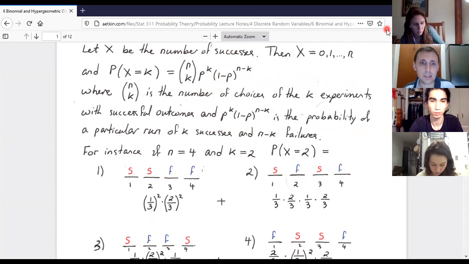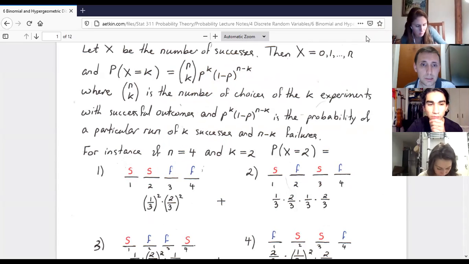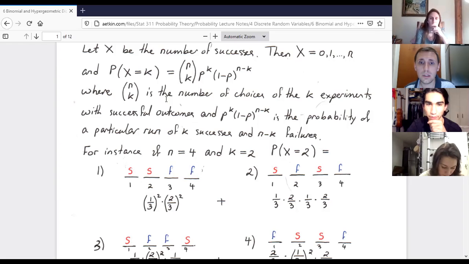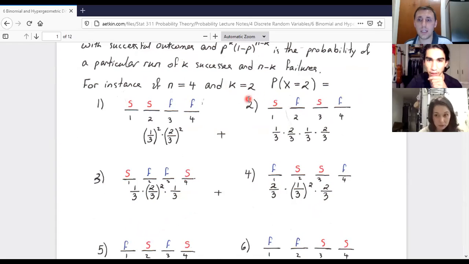Okay, what about the others? So yes, got it. Yes. So Professor, each of the 1, 2, 3, 4, they're just examples of if we have n is 4 and then we have k many successful trials.